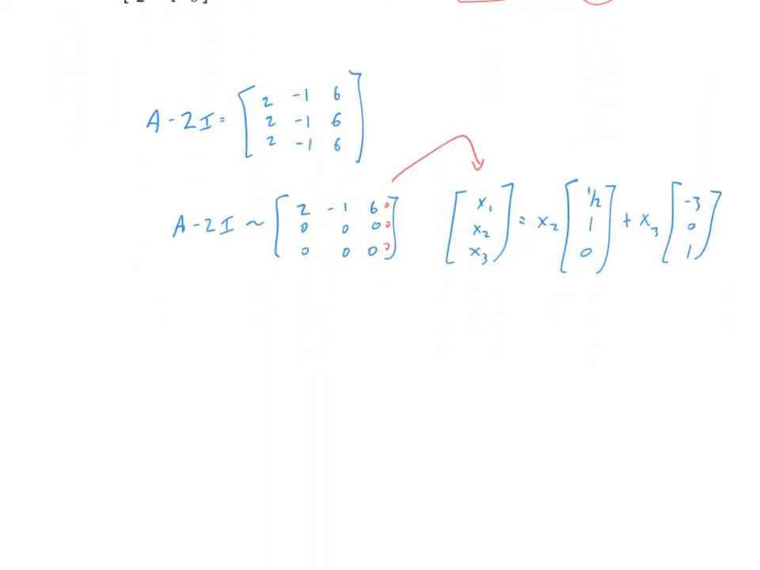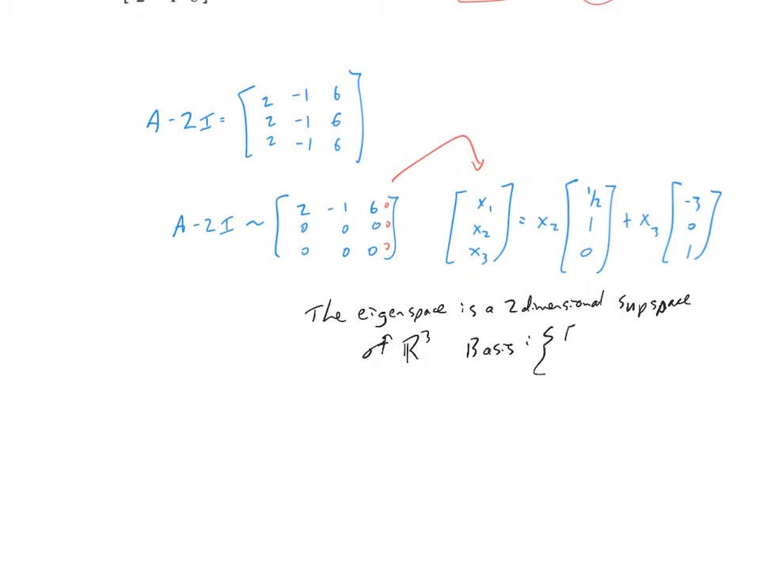All right, so let me drag this up a little bit. So our conclusion here is the eigenspace is a two-dimensional subspace of R3, and the basis looks like this: bracket, (1/2, 1, 0), comma, (negative 3, 0, 1). And that is our basis.